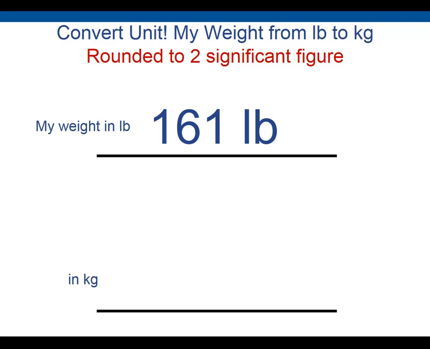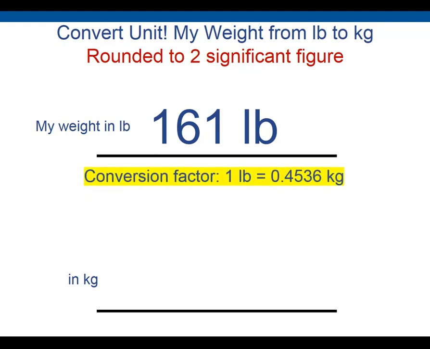Alright, now we are going to learn conversion. So Dr. Park's weight in pounds is 161 pounds. But I want to convert this number to kilograms. Okay, how to convert this unit in pounds to kilograms? We have to know about the conversion factor. So 1 pound means 0.45 kilograms. So this is a ratio.